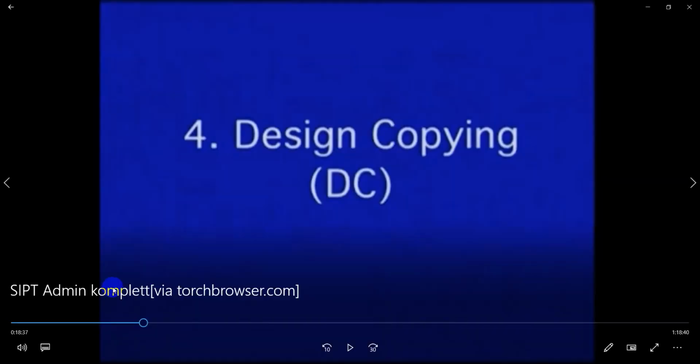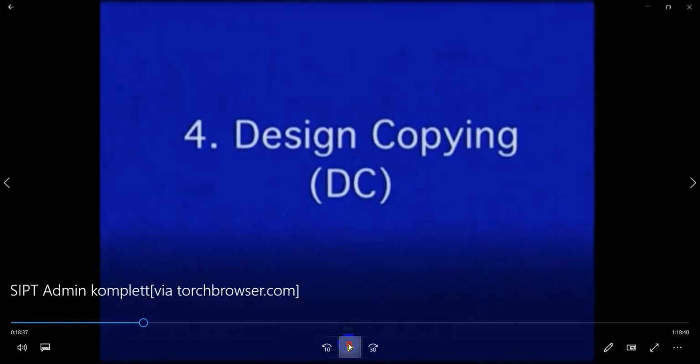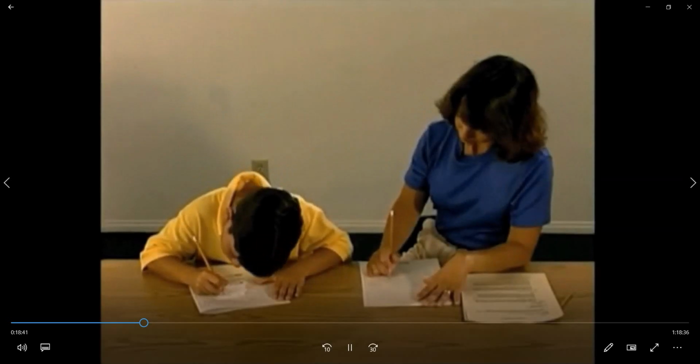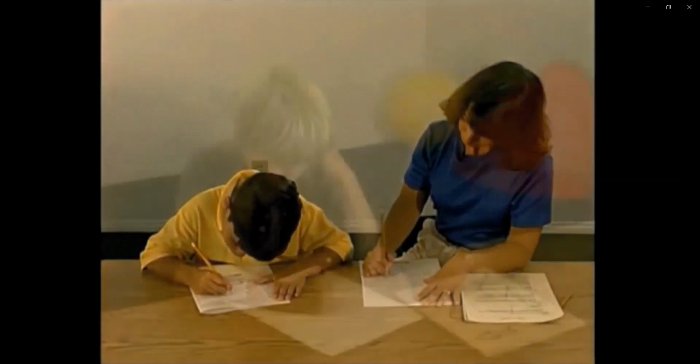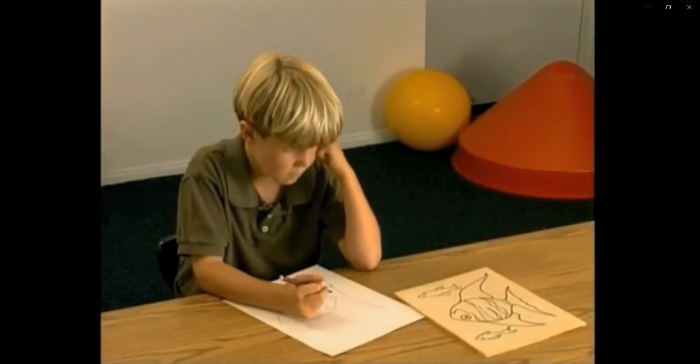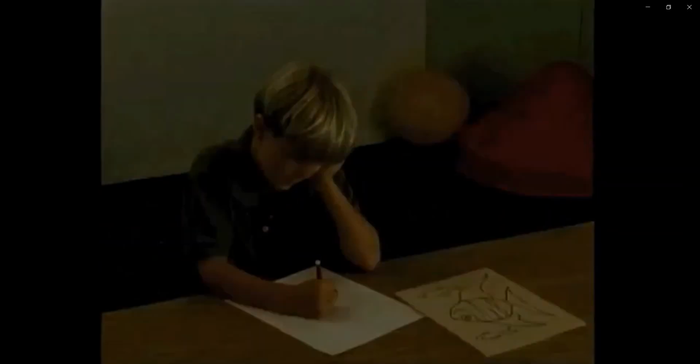Another task that can be used to assess the spatial or visual spatial intelligence is referred to as design copying. On the design copying test, the child copies a series of printed designs. This type of skill is needed to accomplish such tasks as copying words or pictures.